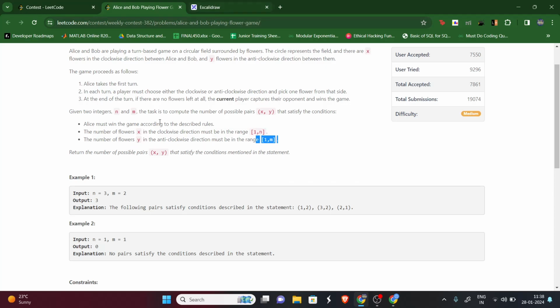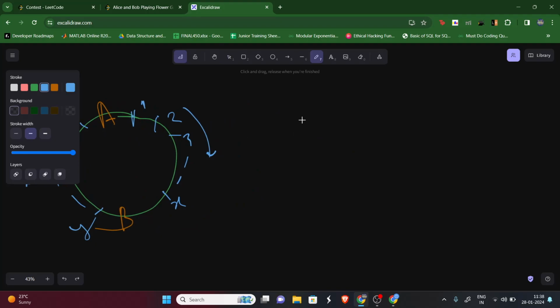Okay, now seeing the constraints, these two are very easy, but what we need to realize is how we can make sure that Alice always wins the game. So we know that whoever picks the last flower will win the game. So let's say between Alice and Bob there were two flowers, one on this side, one on this side. So in any scenario, what will happen? Alice will pick one flower, then Bob will pick one flower, and when Bob picks the one flower, there will be no flower left. So Bob will capture Alice and Bob will win.